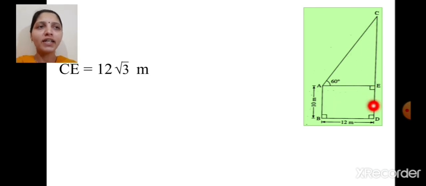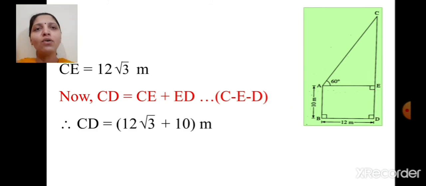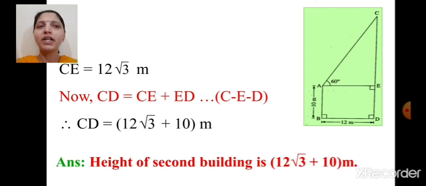Now we know that CD is equal to CE plus ED, because points C, E, D are on the same line. Therefore substitute the values here. CD is equal to CE, which is 12√3, plus ED, which is 10. So your CD will be 12√3 plus 10. Now here this is a surd, so you cannot do the addition. Whenever the √3 value is given, you can substitute here and you can find out the answer. But in this question, √3 value is not given. So height of the second building is 12√3 plus 10 meters.